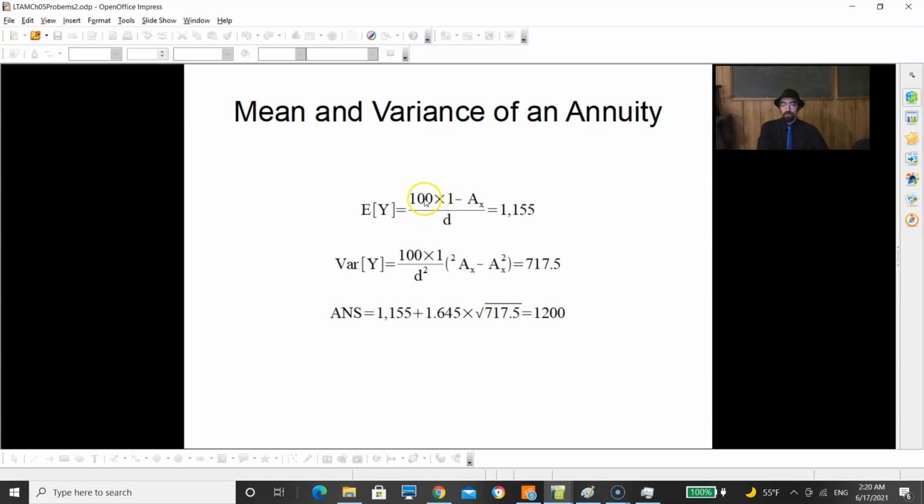So we do 100 times the value of one annuity, that's 1155. To get the variance of this, you'll get 100 times 1 over d squared times the second moment of A_x minus A_x squared. And what you're looking for is mean plus 1.645 times the standard deviation. Right? Standard deviation is the square root of the variance, and that gets you 1200.